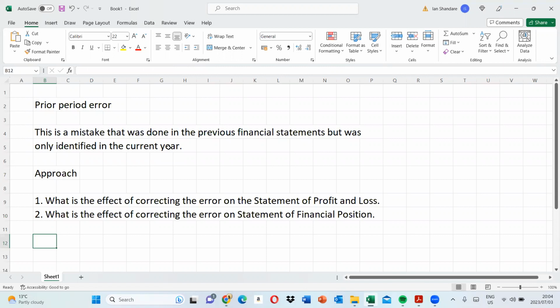We look at what is the effect of the error in the statement of profit and loss, what is the effect of the error in the statement of financial position. All right, let me just give you a simple example.